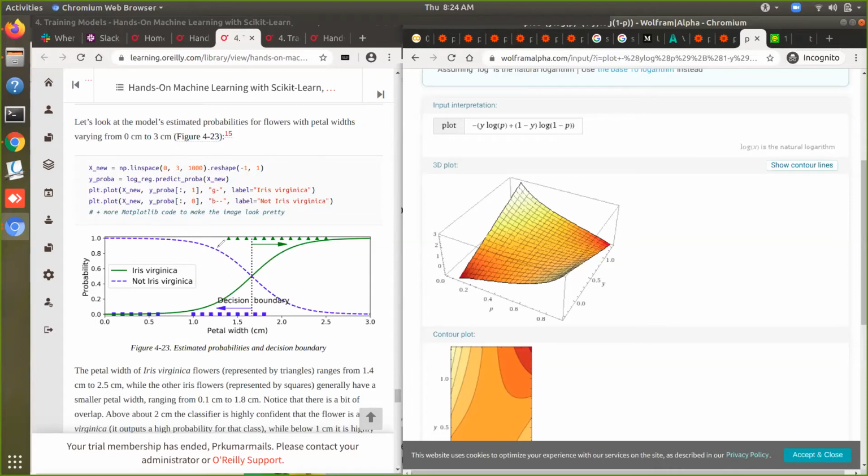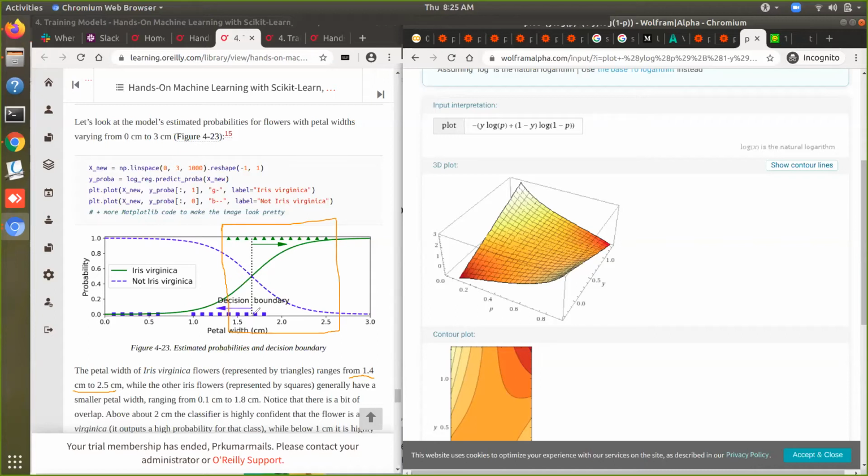Do you get my question? In the sentence in the paragraph below the chart, he said the flower's petal width ranges from 1.4 to 2.5 centimeters. But if you look at the sigmoid curves, where the two sigmoid curves meet and the probability is 0.5, it starts from 1.8. So I was a bit confused. Why did it go as low as 1.4?